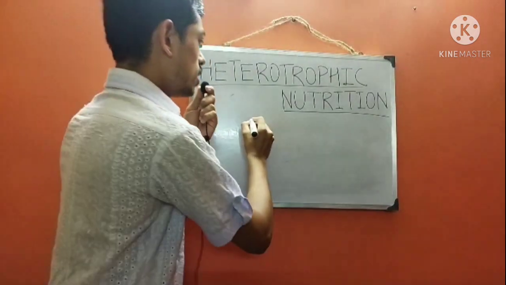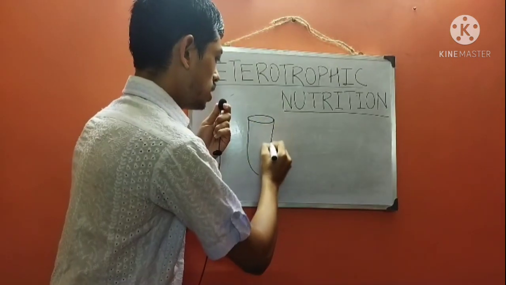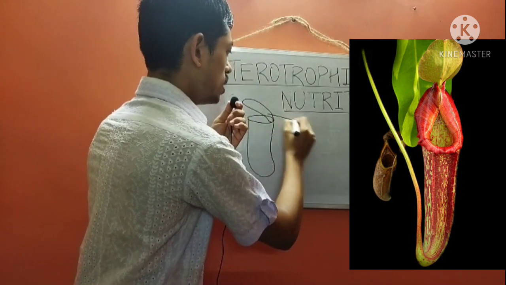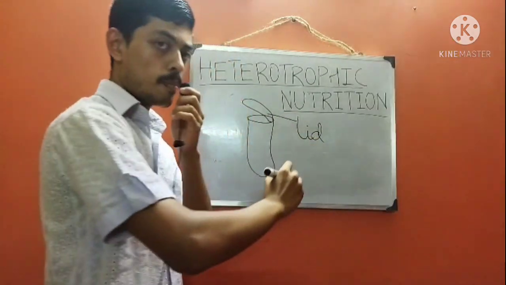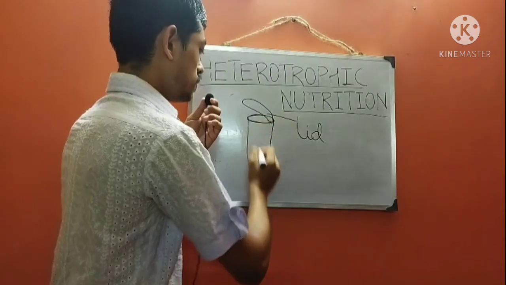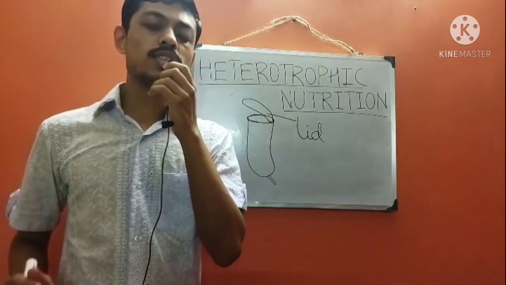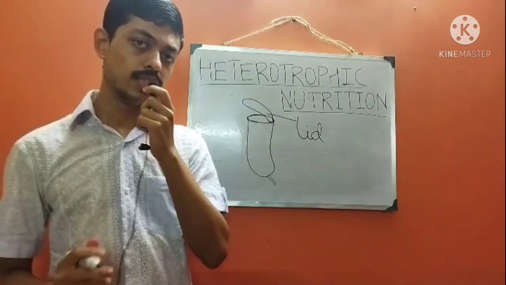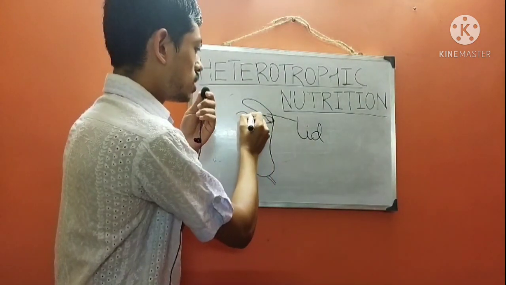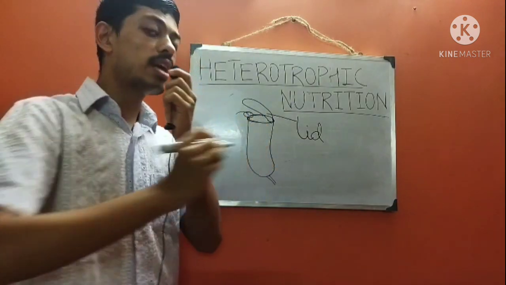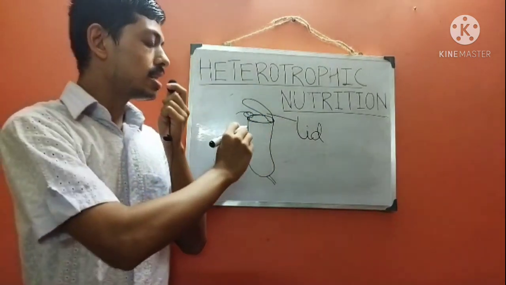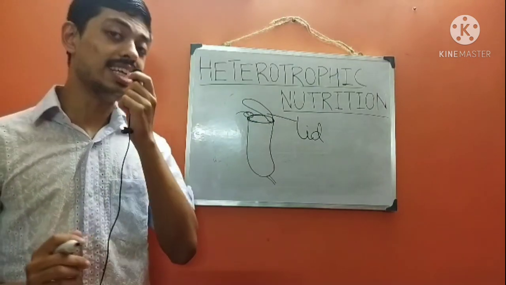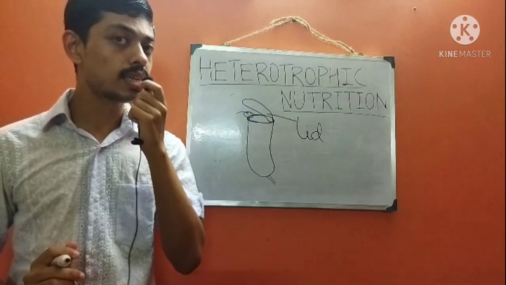This plant has a pitcher or jug-like structure with a lid on the top. This pitcher is a modified form of leaf. What happens when an insect sits near the opening of the pitcher? The lid senses and soon closes. What happens? The insect gets trapped inside the pitcher.